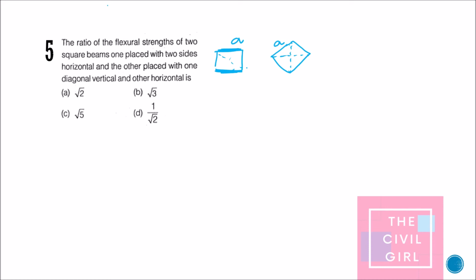They have asked what is the ratio of flexural strength. So whenever flexural strength is asked, you have to think of section modulus only. The flexural strength of any member is determined by the section modulus. So we have to find the section modulus of both of these.